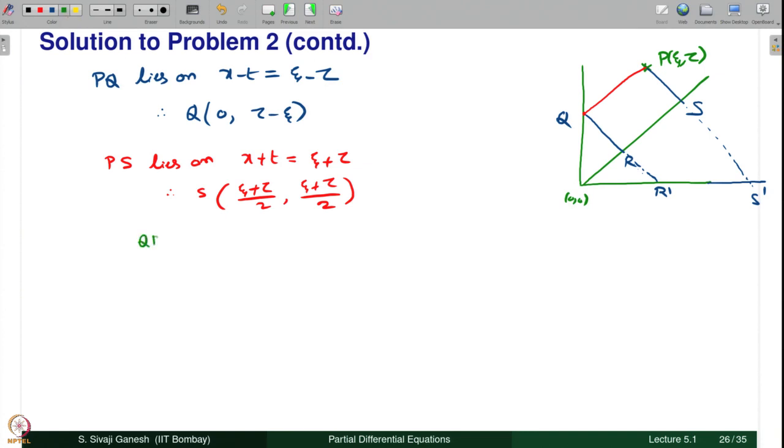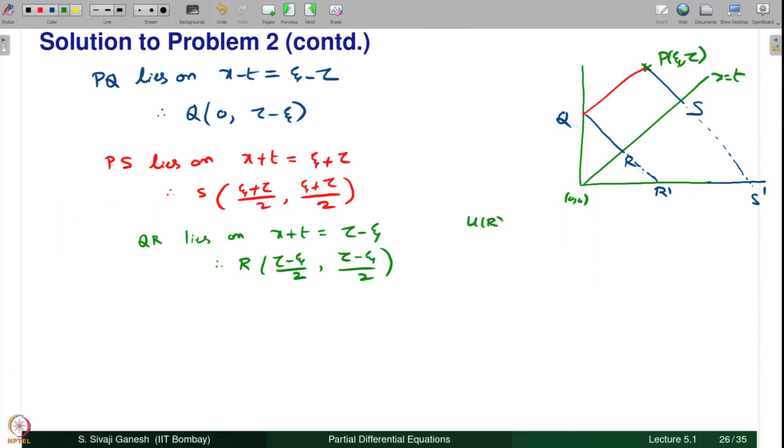Let us look at QR. It lies on x plus t is equal to tau minus xi, okay, because it passes through the point Q. Therefore, the point R is given by tau minus xi by 2 comma tau minus xi by 2, because R is also a point which is lying on the line x equal to t. Therefore, we can write down what are the values. Let us write one by one.